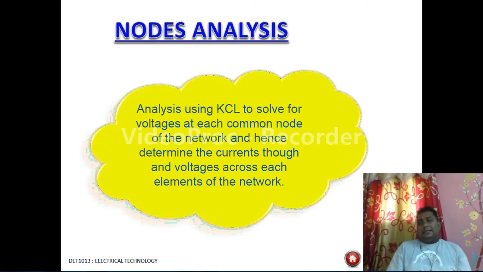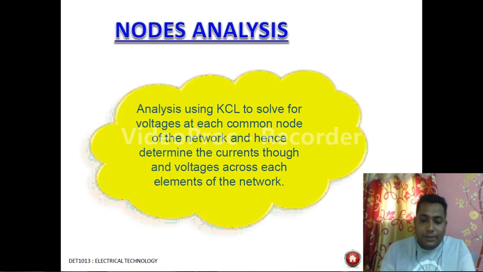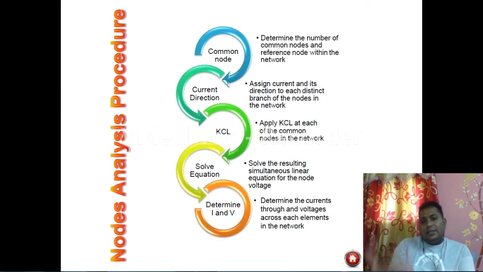Okay, node analysis. Node analysis means, for a particular node, how much current is entering and how much current is going out from the circuit. So these are the steps we have to follow. What are the steps? I'm just discussing with you what are the steps to follow. Determine the number of common nodes and reference nodes within the network. So first we have to find out the common nodes and the reference node. Next, assign currents and their direction to each distinct branch of the nodes in the network.